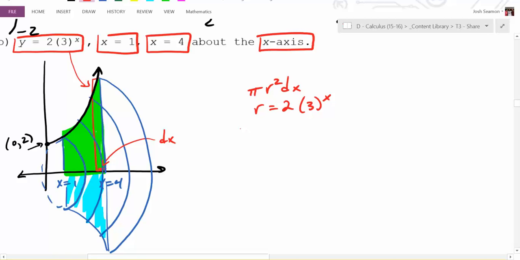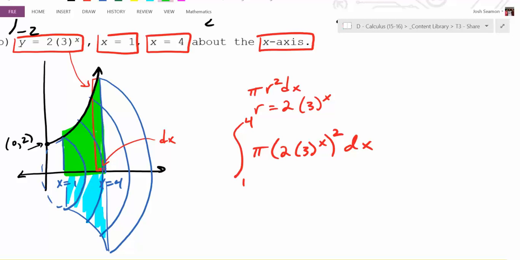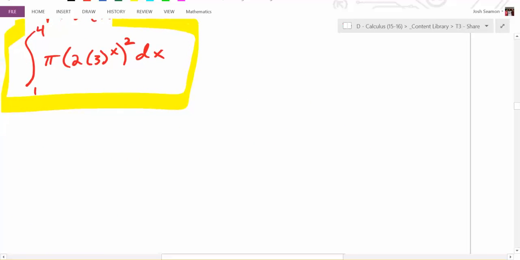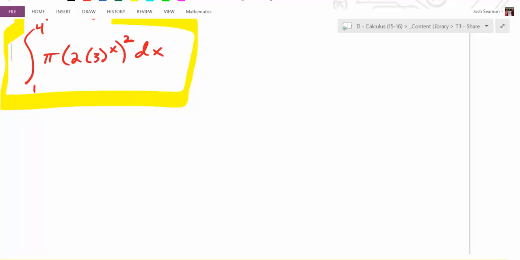So what do we have for our integral? What's the lowest x value? 1. What's the highest? 4. And then we have pi times (2 times 3 to the x) squared dx. Is this an integral we can do by hand? What do you think? It absolutely is one we can do by hand. What should you do first before you integrate? Simplify this as far as you can go.